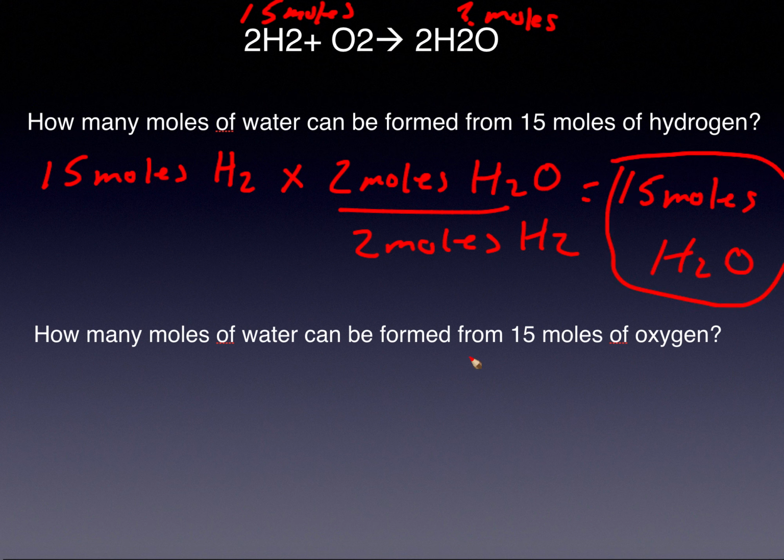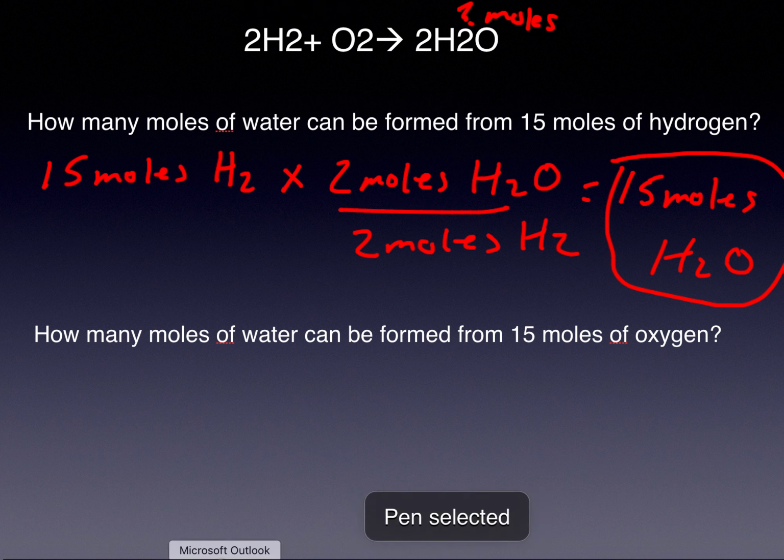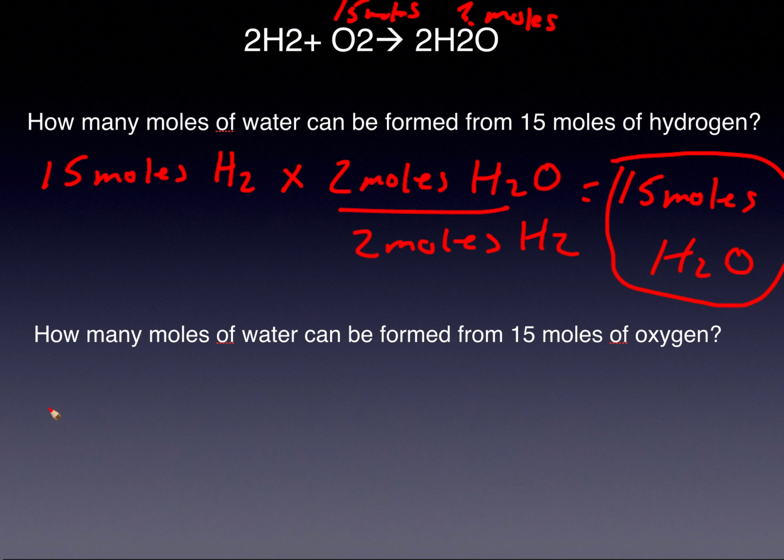Now the next one, I'll erase this so we don't get confused. Once again, how many moles of water when we start with 15 moles of oxygen? We see that we're in the mole unit, so we're at our E-ZPass already. We want to go over our bridge, so 2 moles H2O all over 1 mole O2. And we should get 30 moles H2O.